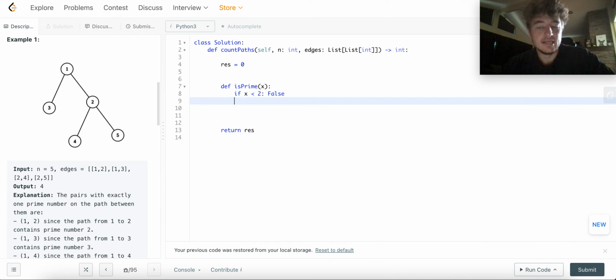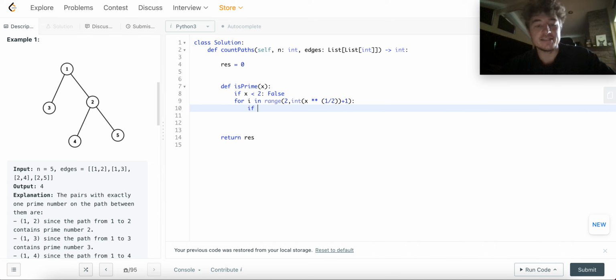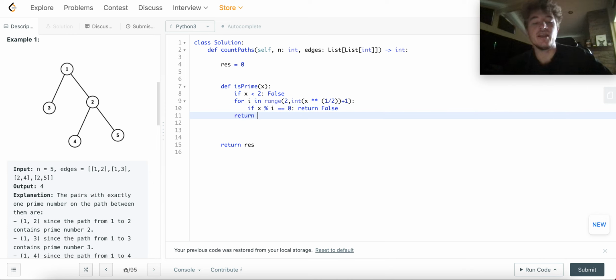And then you look at i in the range from 2 to, I guess, the square root of x plus 1. You can figure out this math and how this works; I'm not going to go over it. If x mod i equals 0, that means it's not a prime because it was divisible by something less than it, greater than 1. So we return false. If it's able to get through this whole thing, we return true.